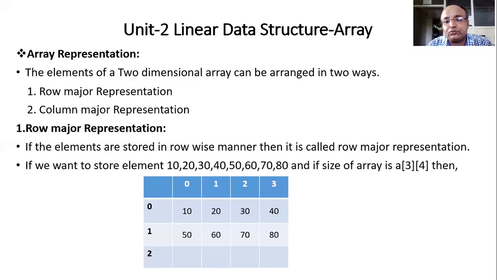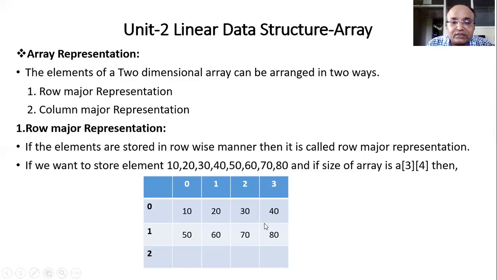Now when you reach the maximum index of the column, then again we'll move to the next row. So now the row index will become 1, and the next element will be stored at row number 1, column number 0. So the location will be known as A of 1, 0. So 50 will be stored here, then after that 60, then 70 and then 80.